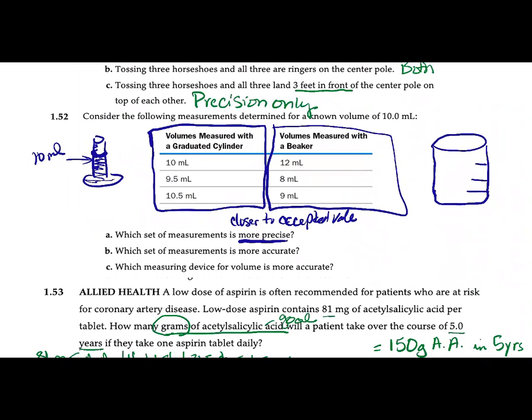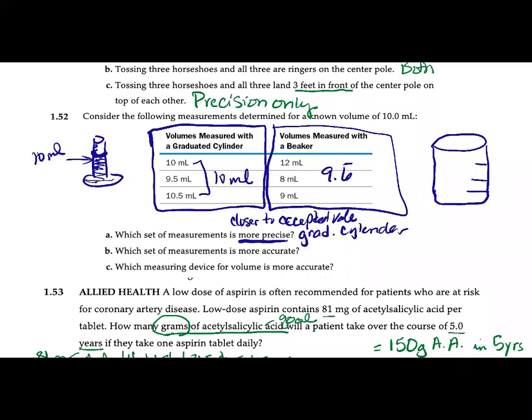And so if we look at these, what we're going to see is that we're trying to get to 10. So if you add these up and divide by 3, what you're going to get is 10 milliliters, right? So 10 plus 9.5 plus 10.5 divided by 3 is going to give us 10. So these measurements are pretty precise, right? Look at your volumes measured with the beaker. If we took our volumes measured with the beaker and we do that same thing, we do 12 plus 8 plus 9, and we divide it by 3, what we're going to get is something like 9.6 repeating decimal. So which one's more precise is going to be our graduated cylinder.